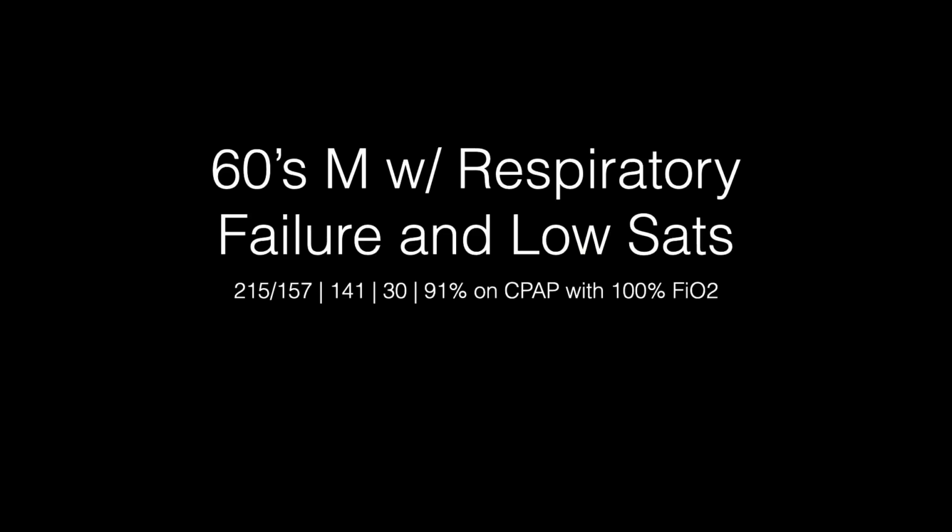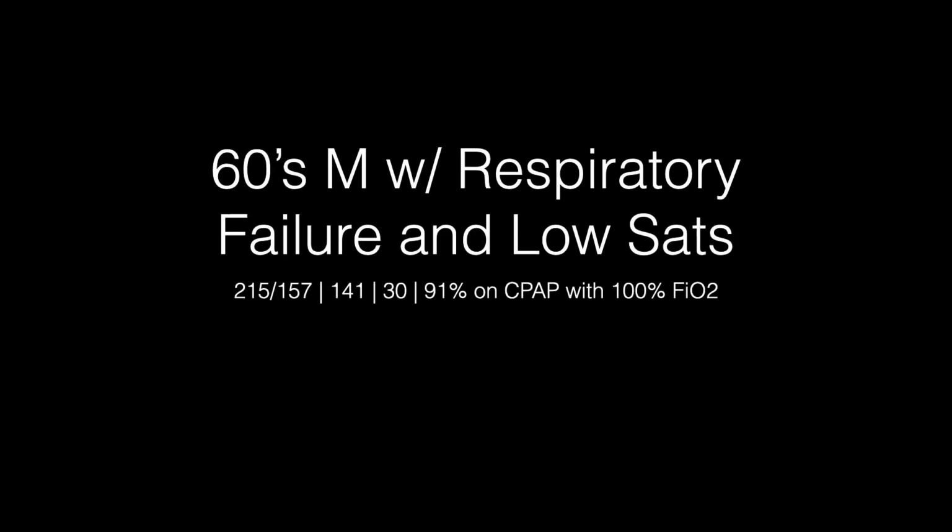So the first case we're going to discuss today is a 60-year-old male who presents to the emergency department with respiratory failure and low saturation. He comes in hypoxic and not breathing all that well. His vital signs are super hypertensive, 215 over 157, heart rate 141, so very hyperadrenergic. Respiratory rate is 30 and sats are 91%, the best we can get on CPAP. We turn the oxygen all the way up and we're really not getting anything better, right?